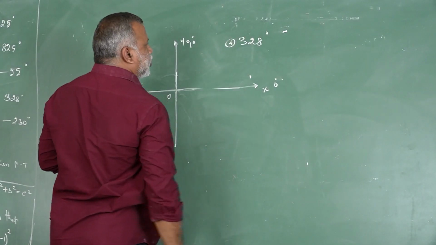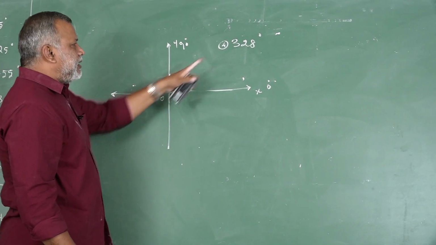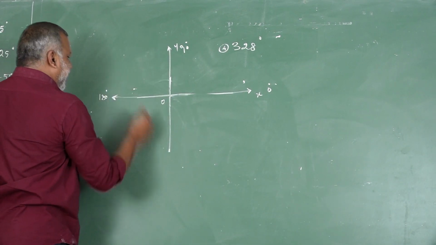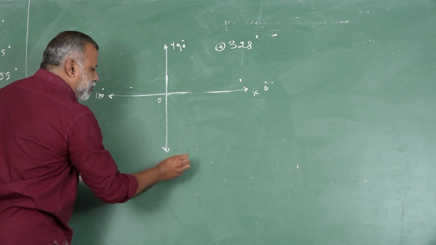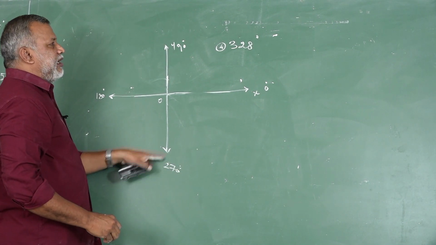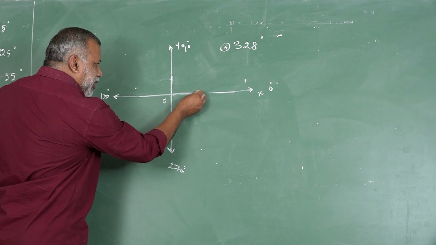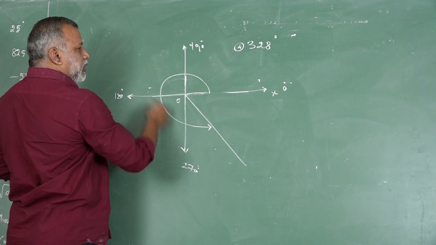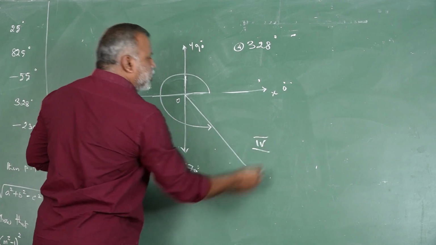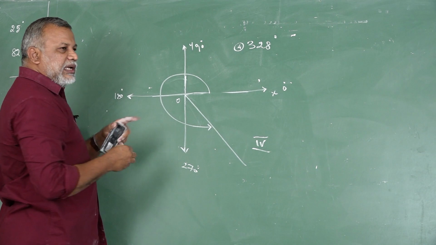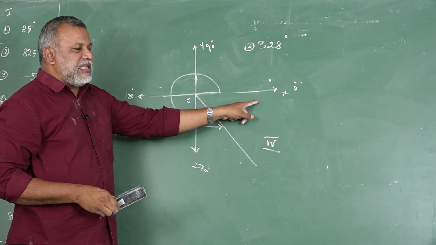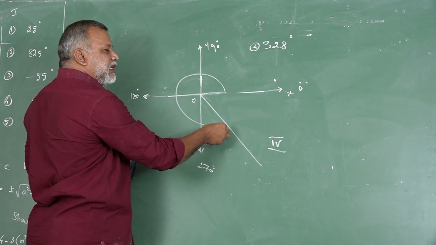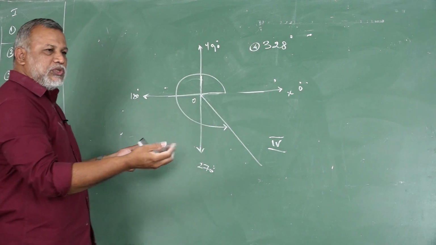Now see 328 degree. 328 degree means, so 0, 90, 180, then 270. It is greater than 270 and less than 360. From this initial side to this rotation, this rotation means it lies in the fourth quadrant. 328 means greater than 270 and less than 360, so it lies in the fourth quadrant. It is in the anti-clockwise direction, the reason being it is a positive angle.